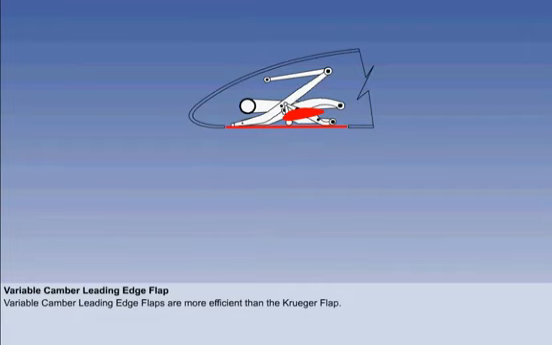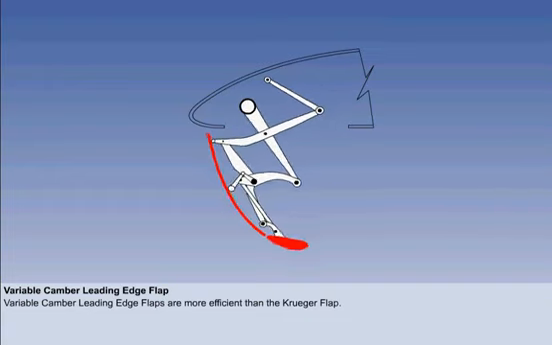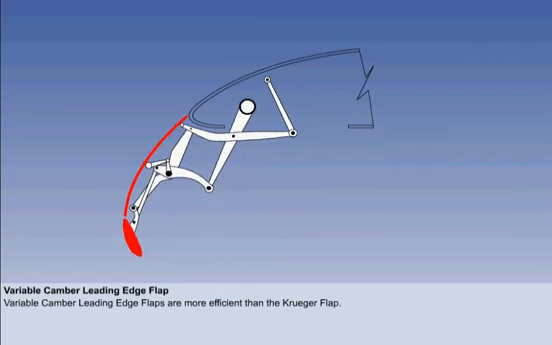The next type of leading edge device to consider is the variable camber leading edge flap. The variable camber is more efficient than the Kruger flap. The reason for its increased efficiency is that the variable camber leading edge flap has a mechanism that curves the flap surface as it extends. When fully out, the variable camber flap gives an even smoother path for the airflow than the Kruger flap, allowing maximum retention of kinetic energy in the boundary layer.